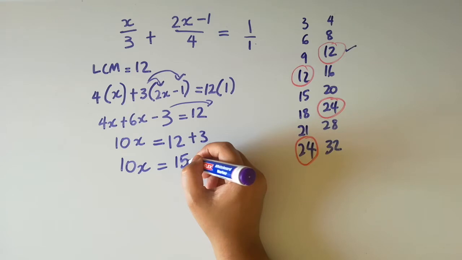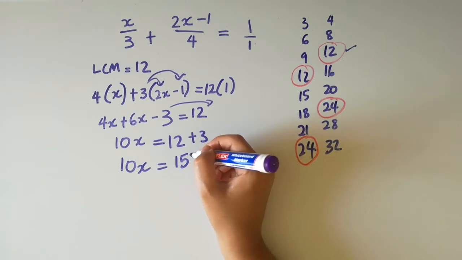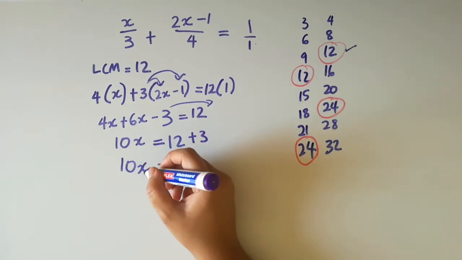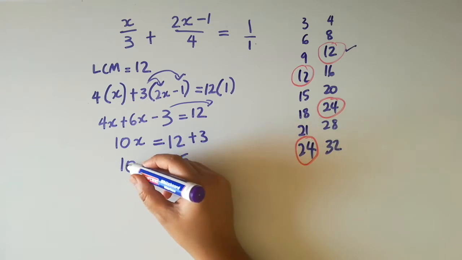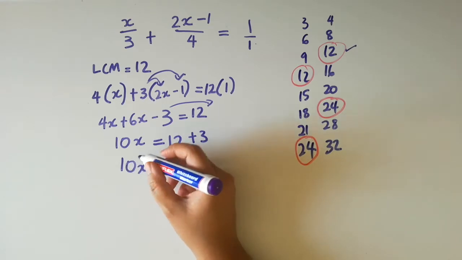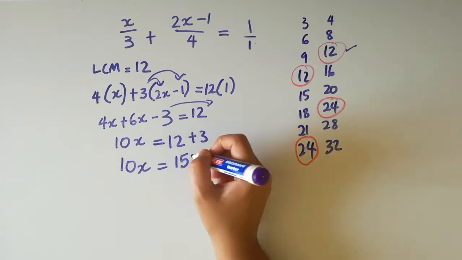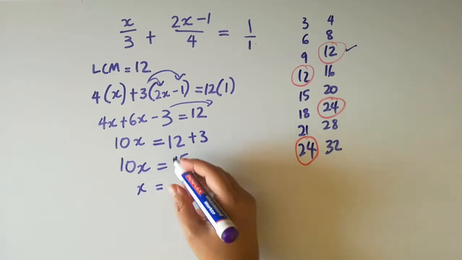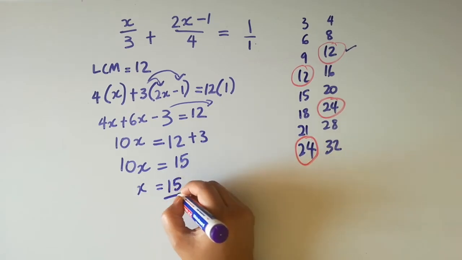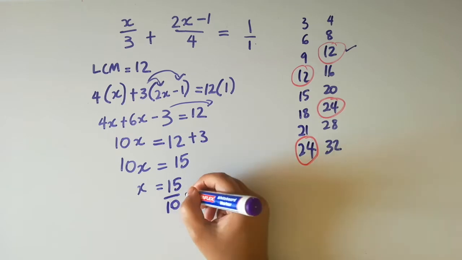12 plus 3, 15. Now again, from the previous lesson, we know 10x is actually equal to 10 times x. And if we want to move this 10 on the side, we're multiplying it here. So if we move it here, we're going to divide. So x is equal to 15 divided by 10.